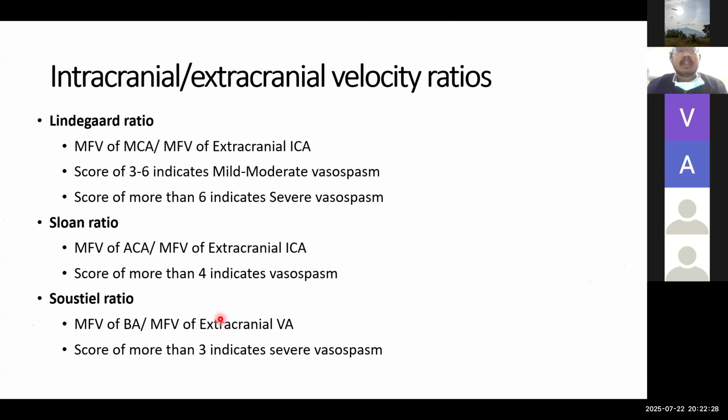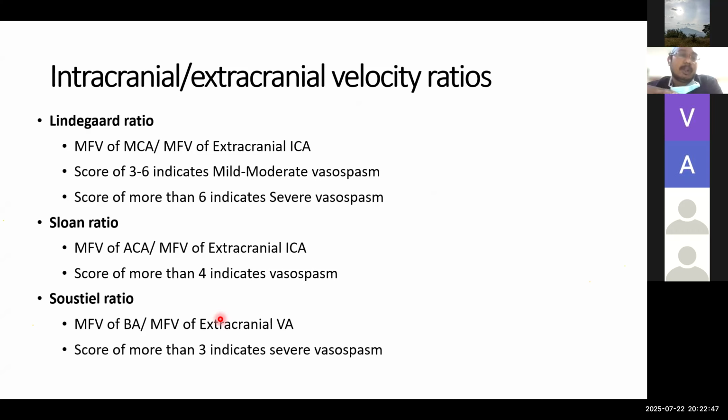Some say 3 to 4 is mild, up to 5 is moderate, and maybe more than 6 is severe. But this is the original description where they say a score of 3 to 6 is mild to moderate vasospasm, and more than 6 is a severe vasospasm.